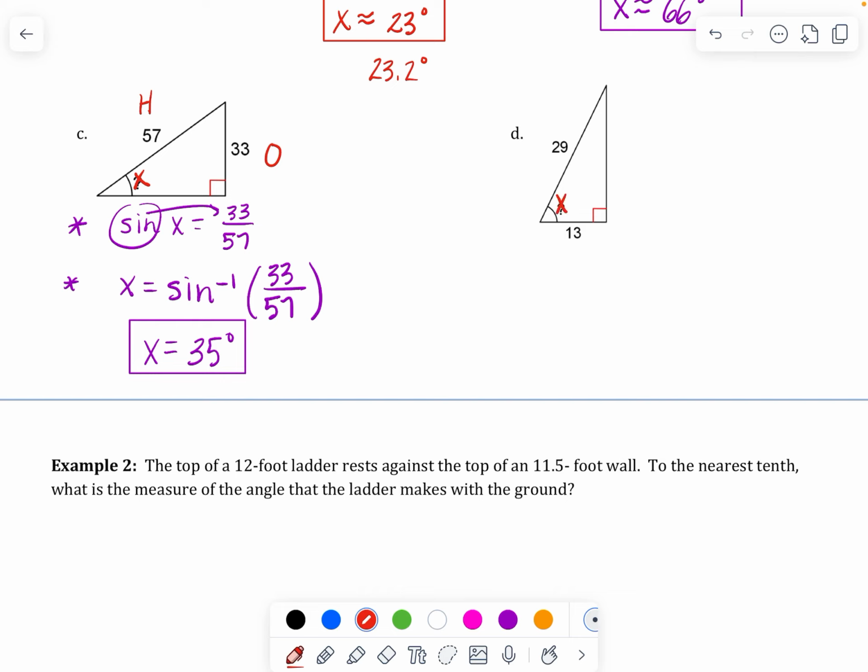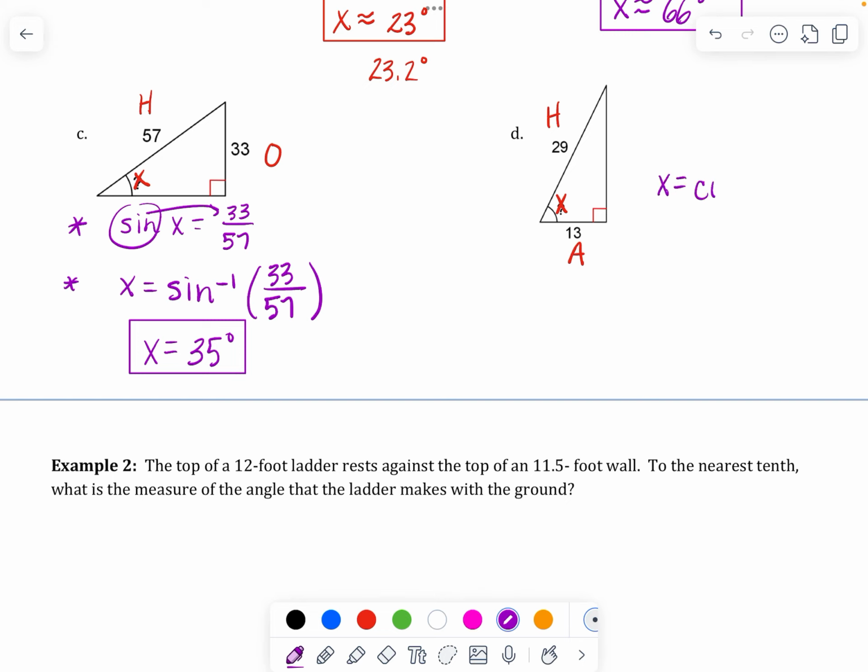So the last one I'm going to do, D, we're going to give that question mark an X. The side opposite the 90 is my hypotenuse. The leg that is closer to the X has been labeled, so that's my adjacent. This is a cosine inverse problem then.